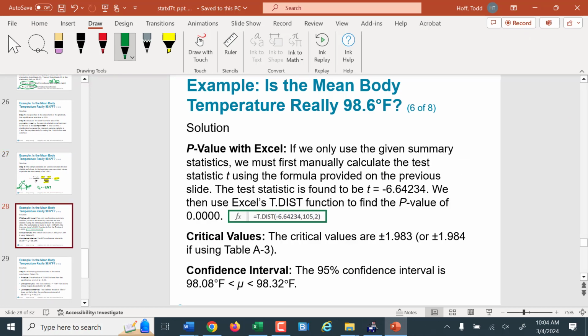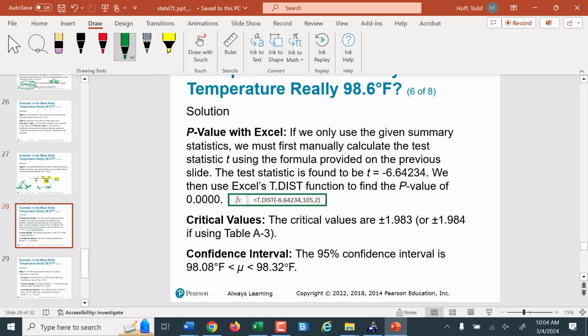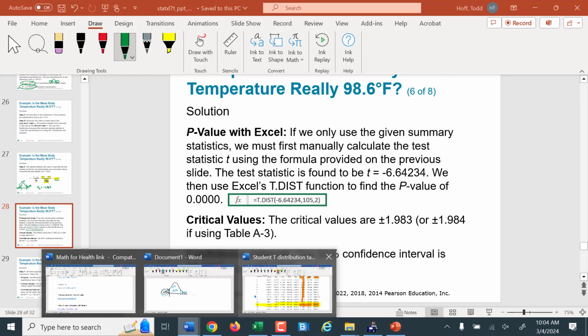And this is showing that t-distribution here, getting that basically 0 p-value. So this is the t-distribution to get our p-value. Our critical value, as we saw, was 1.983. We can get those off the table as well if we wanted to.